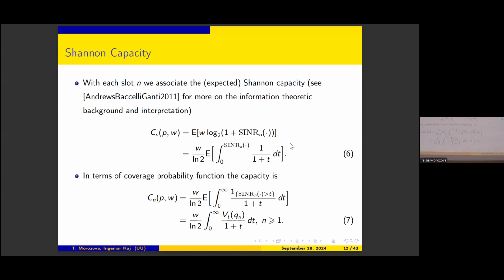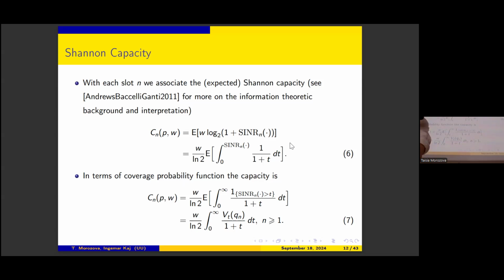And then we have an expectation here, and we can put the expectation inside the integral so that we get the expectation of this indicator. And basically, this is just the coverage probability, right? So mainly we did this to have a clear, direct relation to coverage probability, which is also quite nice because in this formula, as long as you know the coverage probability, you can also compute the Shannon capacity, both numerically or maybe in some special cases analytically.